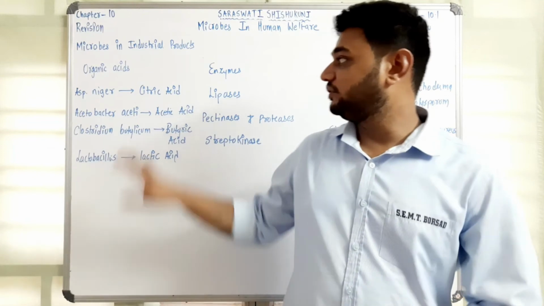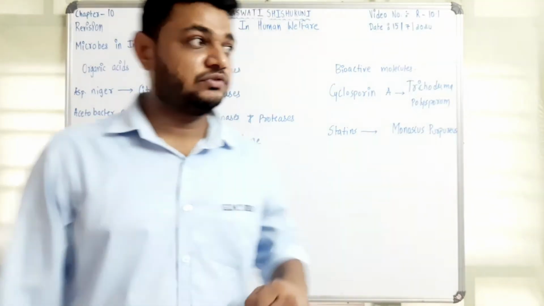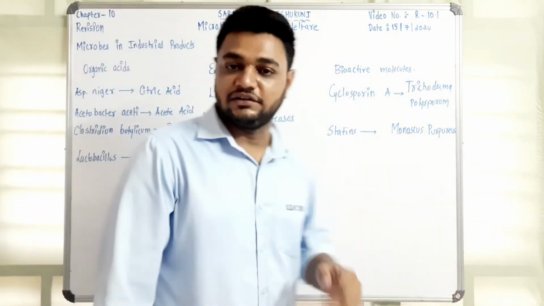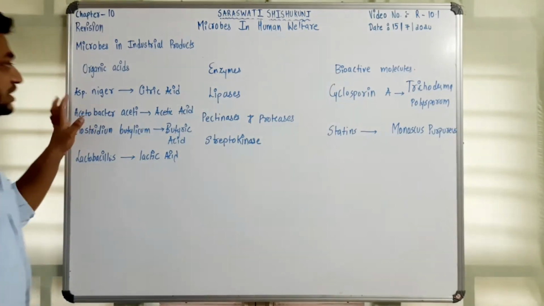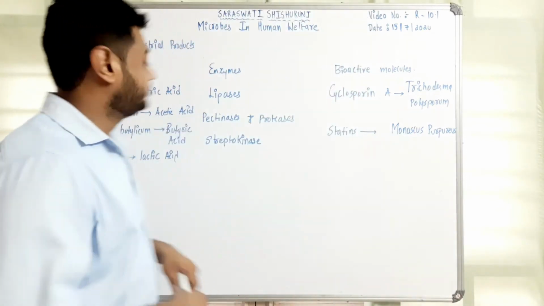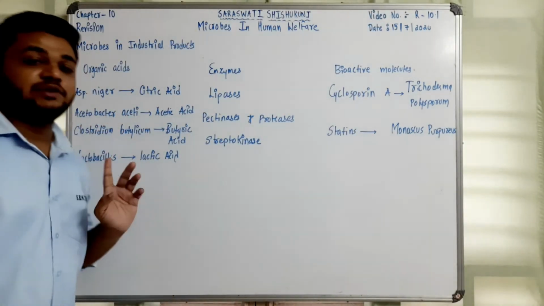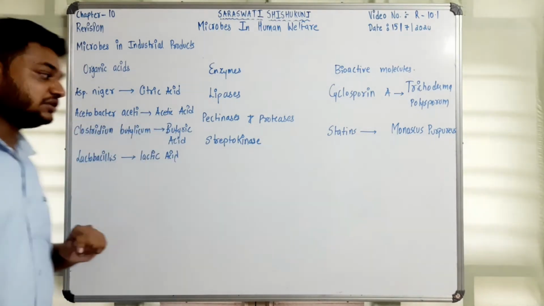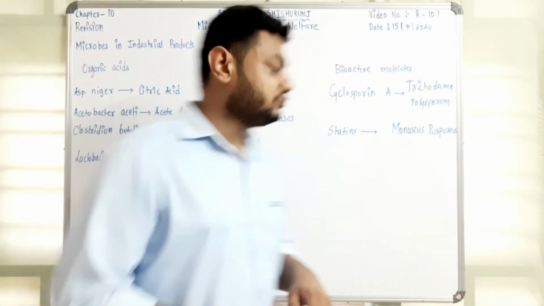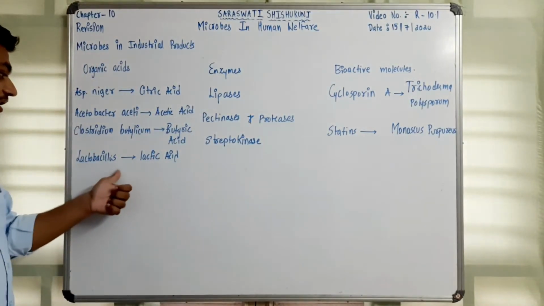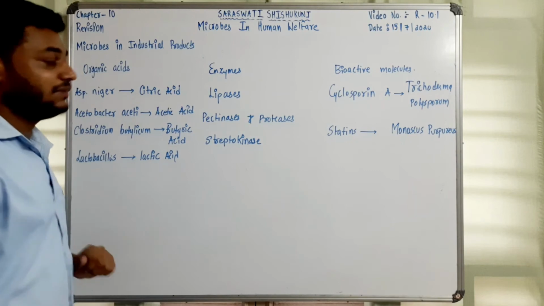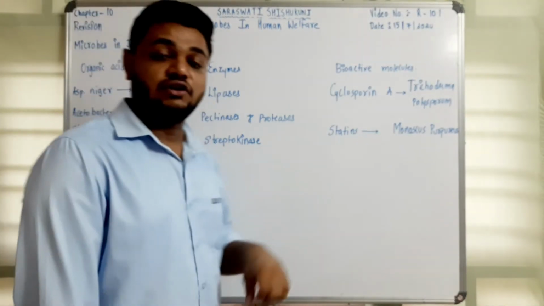Now students, we will see the microbes which are used for production of organic acid. First one is Aspergillus niger. ASP stands for Aspergillus, and it is used in production of citric acid. Same way, Acetobacter aceti is used in production of acetic acid. Third one is Clostridium butylicum, that is used to form butyric acid, and Lactobacillus is used to produce lactic acid. Same way, certain microbes are used in production of enzymes.